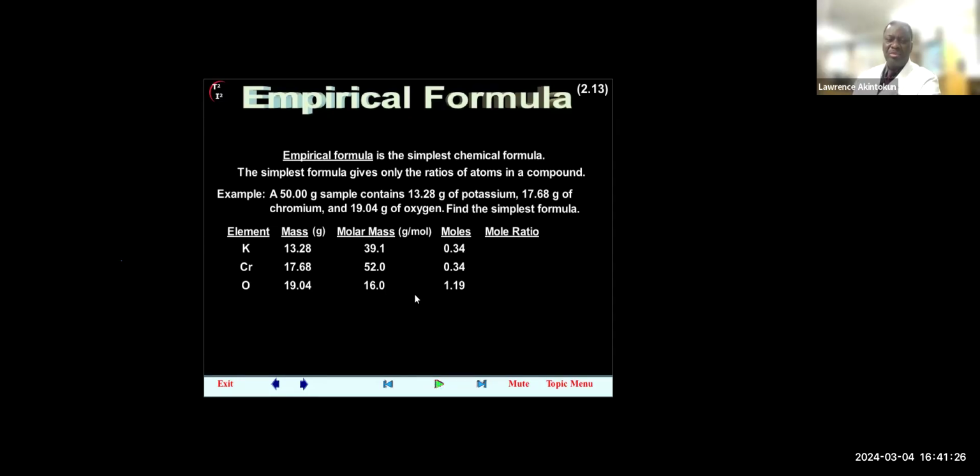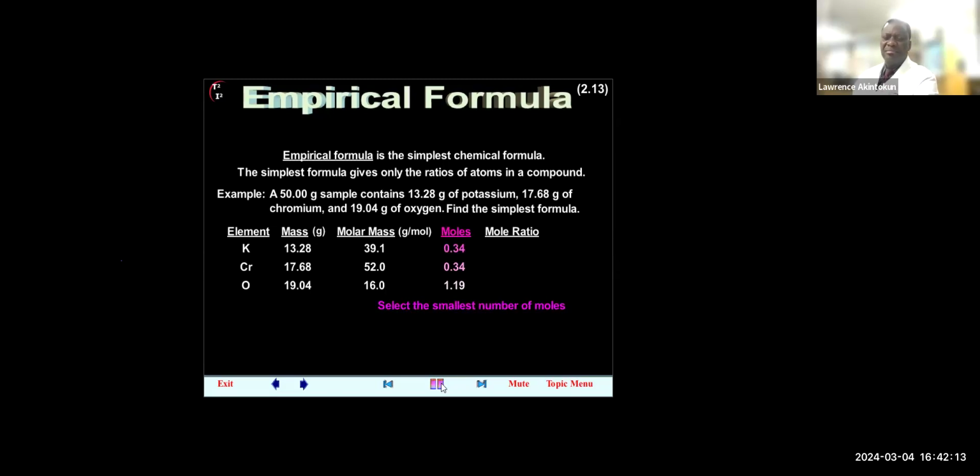Now, these are the moles for potassium, chromium, and oxygen. So the next thing to get our mole ratio is to look at the smallest mole out of all the three answers: 0.34, 0.34, 1.19. Once you get the smallest mole, you divide every mole you got by the smallest answer. So in this case, we're going to divide 0.34 by itself, because 0.34 is the least mole. The one for chromium is 0.34 as well. Then we have 1.19 divided by 0.34. That will give us our mole ratio, and the mole ratio is going to be the subscript for the empirical formula that we're looking for.